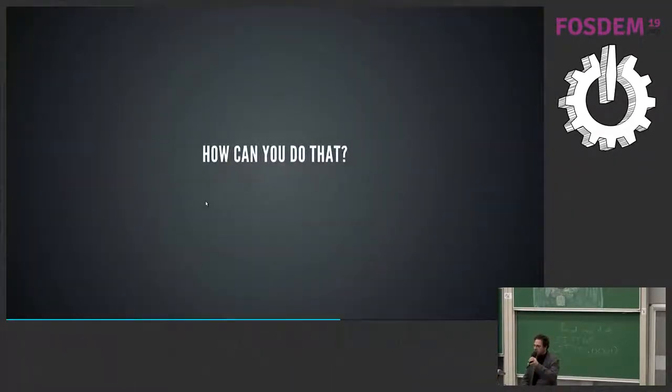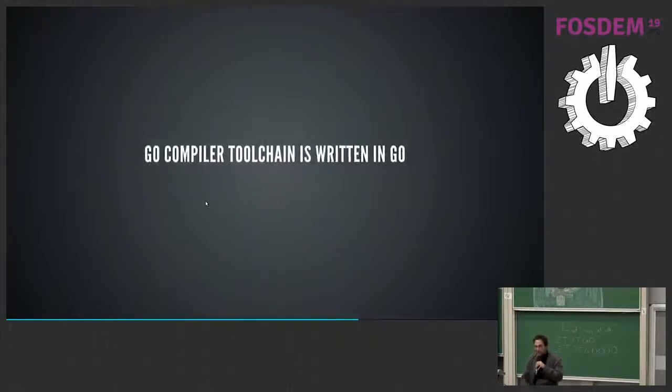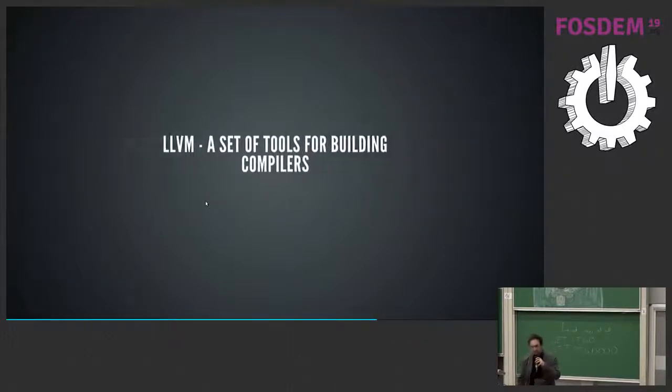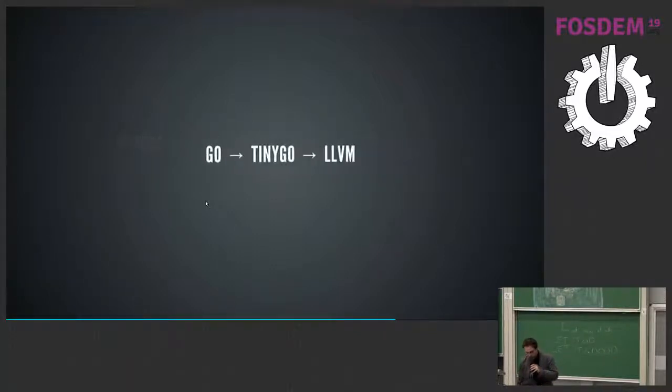How can you do that? Isn't that impossible? Well, luckily the Go compiler toolchain itself is written in Go. And then there's this other thing called LLVM, which is an actual toolkit for building compilers. So if we put those things together, we can use Go's front end to put it into SSA form, then use TinyGo's compiler to turn that into the intermediate representation that LLVM uses, and then use LLVM to generate binary code. So it's a different way. It's a different compiler for Go, if you will.